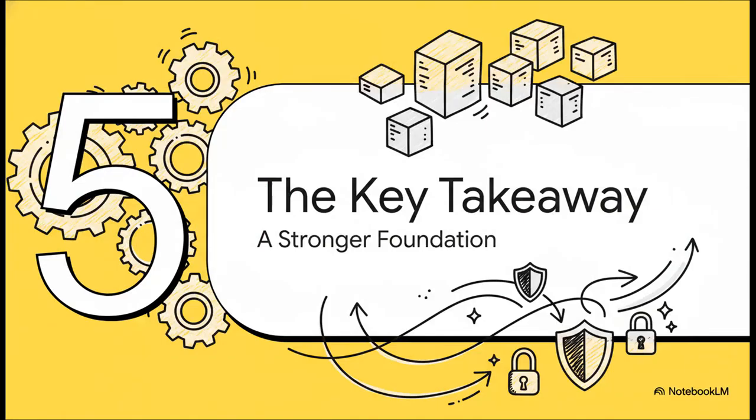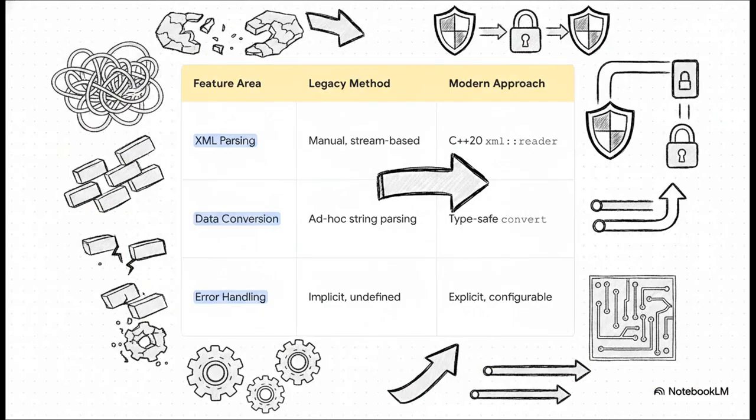Okay, let's bring all of this together. Let's summarize the real-world impact of this release. At the end of the day, it's about empowering you to build better, more reliable software. Now, what's really cool about this slide is just how clearly it shows the strategic shift. We're moving from older, implicit, and let's be honest, sometimes brittle methods to modern, explicit, and way safer abstractions across the entire board, from XML parsing to data conversion and all the way to error handling.